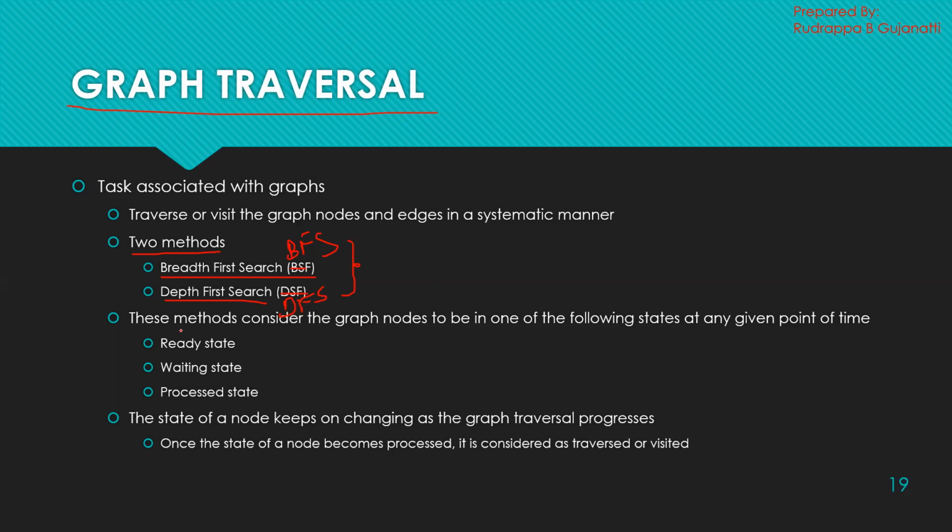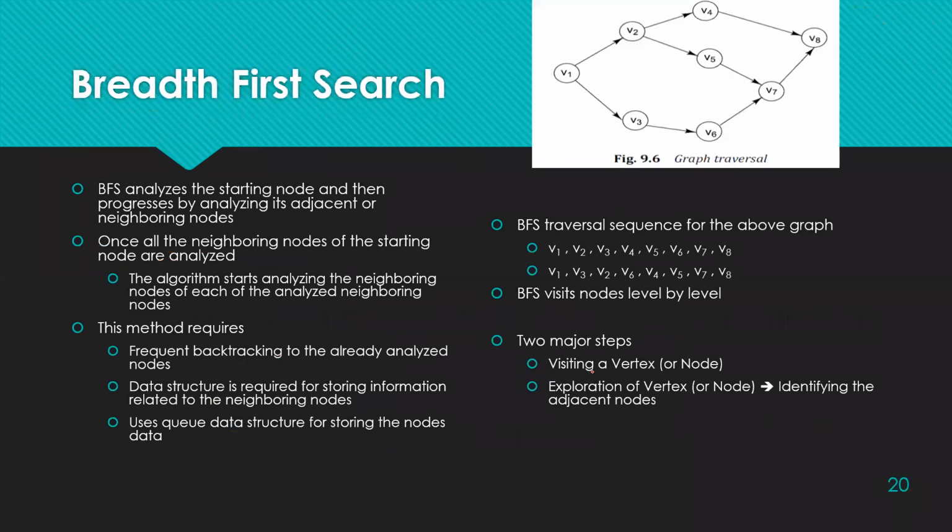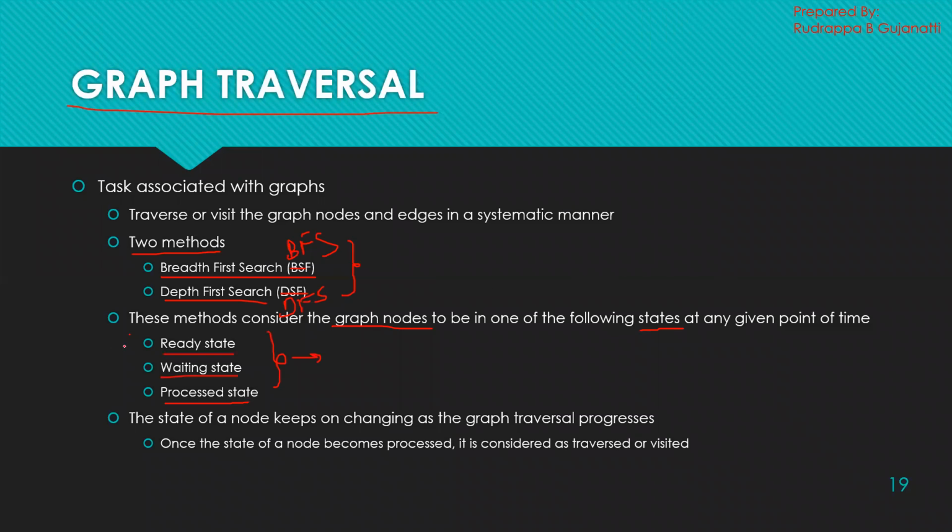Whenever we traverse from one node to another node in the graph, the nodes will be in any of the following states. It can be in the ready state, the waiting state, or the processed state. These states refer to two things, in short: visiting a vertex or a node, and exploration of a vertex or a node.